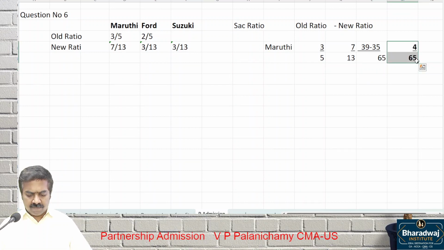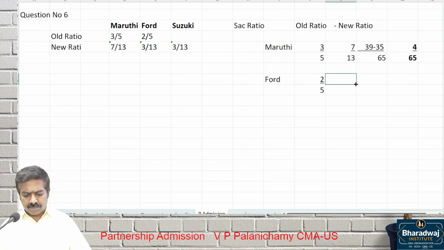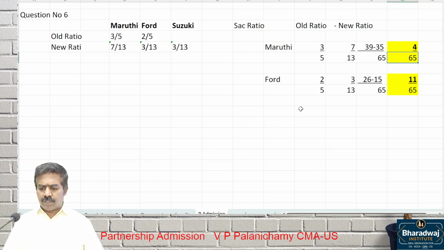Then Ford, okay. 2 by 5 minus 3 by 13. 26 minus 15 divided by 65, 11 by 65 is the sacrificing ratio. So what is the ratio? 4 is to 11.